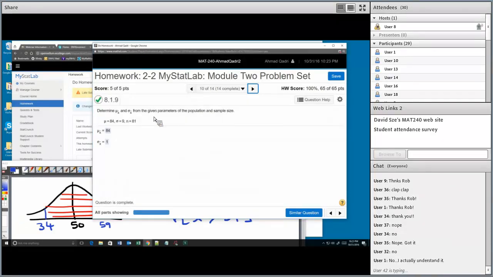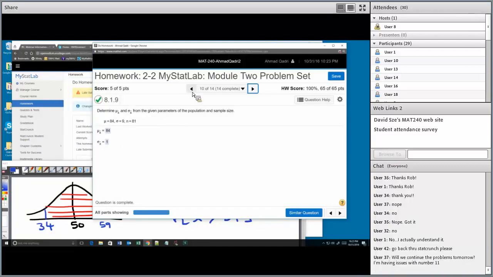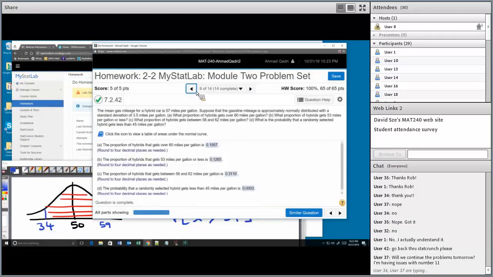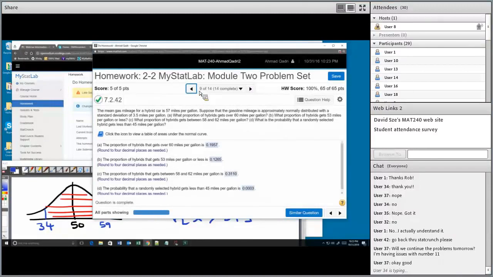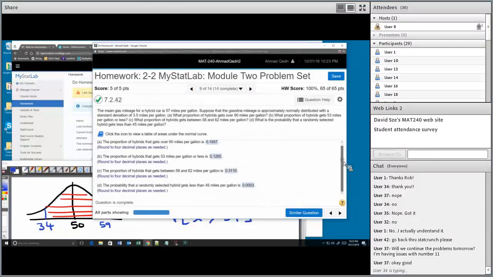Problem 10 we're going to have to do tomorrow. I'm going to show you a really cool simulation on this tomorrow, so I'll give you a hint tonight. Maybe you'll be so excited that you're not going to be able to sleep. No, I'm just kidding.